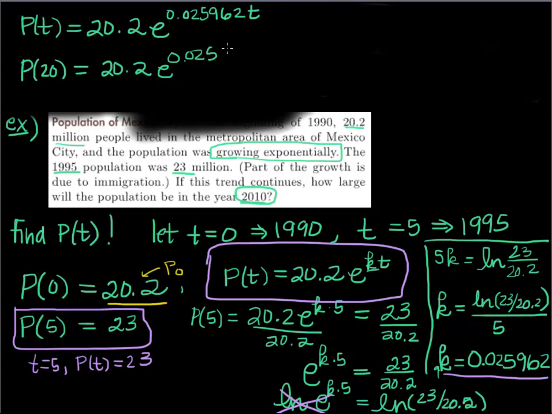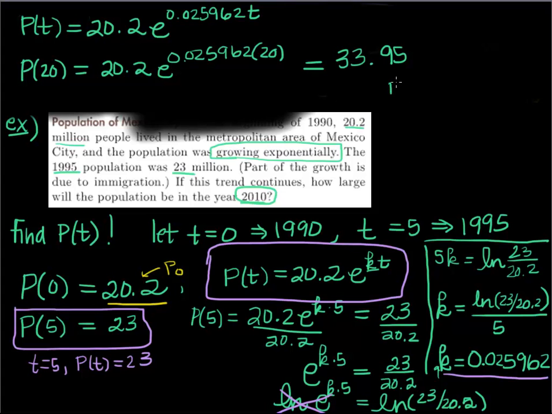Make sure that all this stuff is in the numerator, right? The k and the t, make sure it's in the numerator. And I'm going to thank the math gods every day that I was born in a time of calculators. 0.025962 times 20. Make sure that 20 is inside the parentheses. And what I got was 33.95.